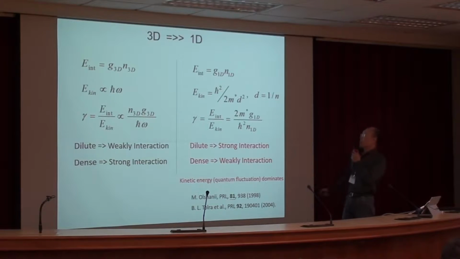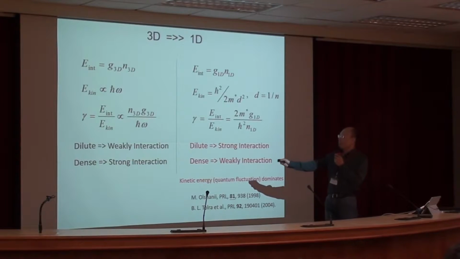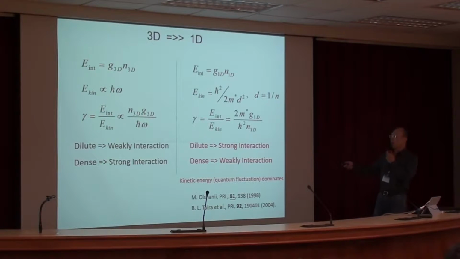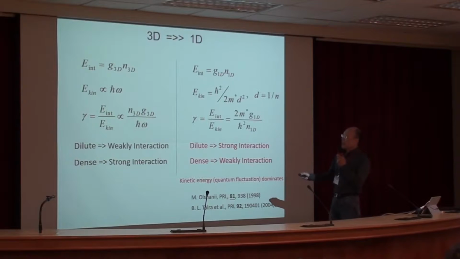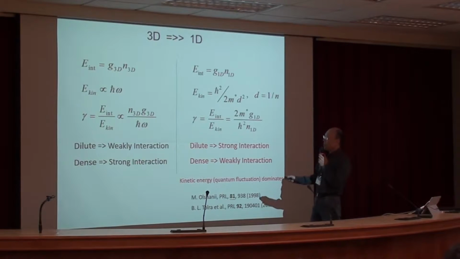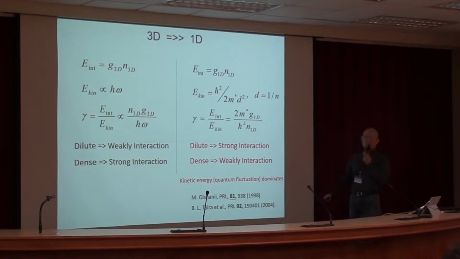So what's the interesting part of this system when you go from 3D to 1D? We can look at the particle interaction and the kinetic energy. The interaction is simply the collision energy times the density. And the kinetic energy in 3D you can characterize by the trap frequency, which is independent of the density. So you can parameterize this system by comparing the interaction energy and the kinetic energy. When gamma is large, you call it the strong interaction regime. When it's dilute, or n is small, gamma is small, so you're in a weakly interacting regime. While as n or g increases, you can reach strong interaction.